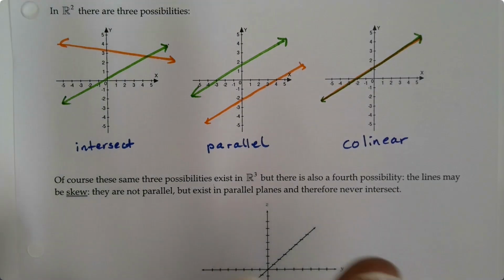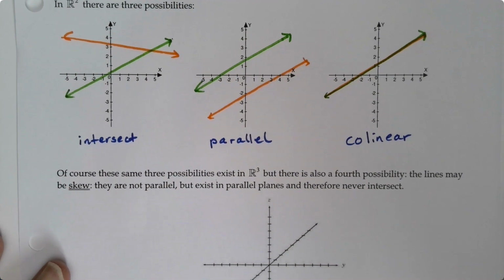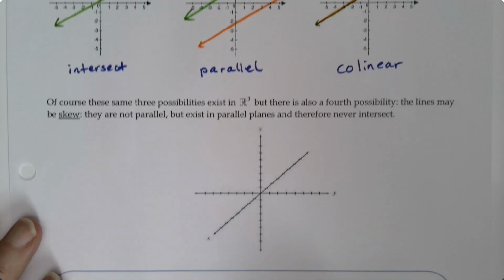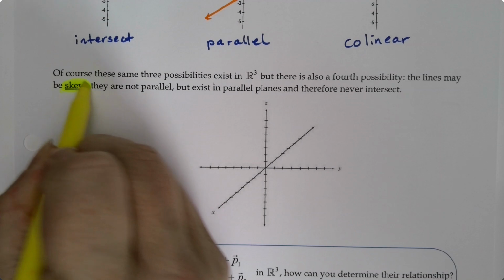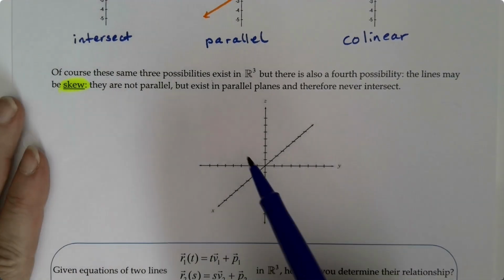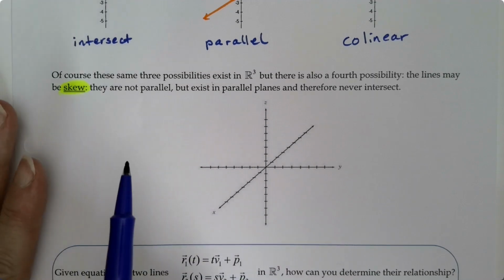All right, all three of those possibilities still exist in 3 dimensions. I mean, 2 dimensions is part of 3 dimensions, so I just drew them. There they are. But there is a third possibility as well, and that's skew. Okay, so what does skew mean? It means that they're on parallel planes, but they're not parallel themselves.